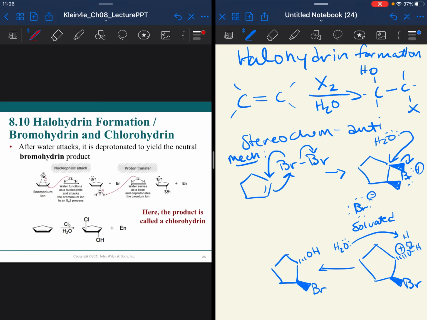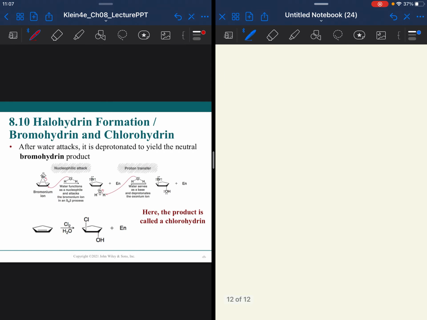Right, so it's the same first step. It's really the same process as the halogenation. It's just water acts as our nucleophile, and we have a proton transfer at the end. And then we could put plus enantiomer because we would make both stereoisomers. But what happens here if we have an asymmetric double bond? Which side does the bromine, in fact, let's switch it up. Let's say we're going to use chlorine. Which side does the chlorine go to, and which side does the OH go to?